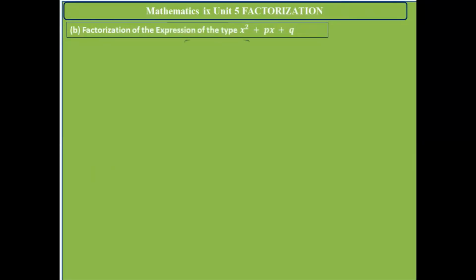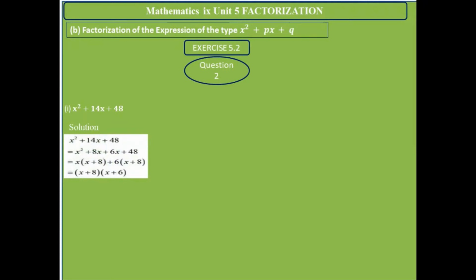Question number 2: factorization of the expression of type x square plus px plus q. Part 1: x square plus 14x plus 48. Solution.